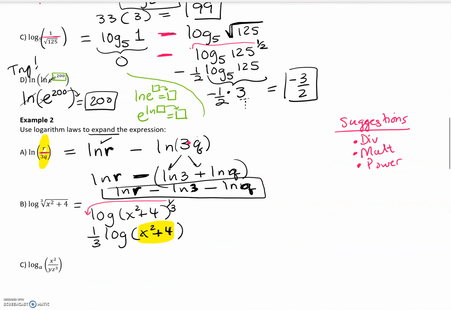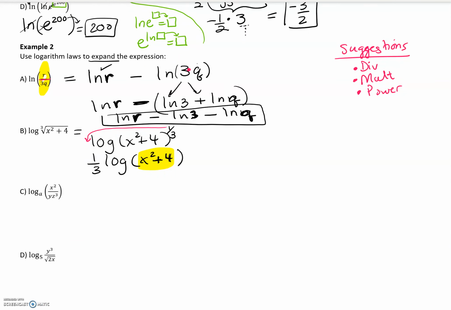So for this example, once I get to x squared plus 4, I basically just stop and I'm done because I cannot expand that any further. Anytime you have binomials, trinomials, things added and subtracted inside the argument of the log, you can't touch them, just leave them as is. All right, let's go to part C, do that one together also.